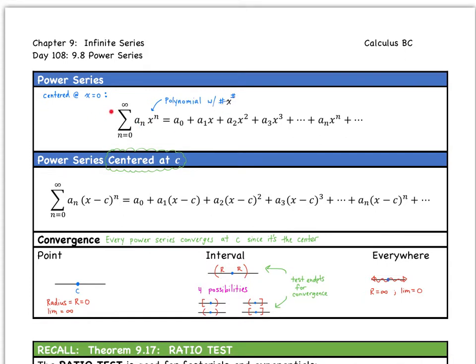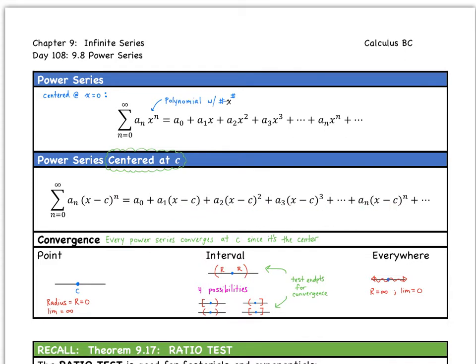This is a power series that's centered at x equals 0. So kind of similar to the Taylor and Maclaurin polynomials, where we're centered at x equals 0 or x equals c. It's going to look something like that when we write out our terms. This power series is centered at c. Okay, so it's going to look like this: some number times x minus c raised to some power n. And when you write out the terms, we get this polynomial, all right?